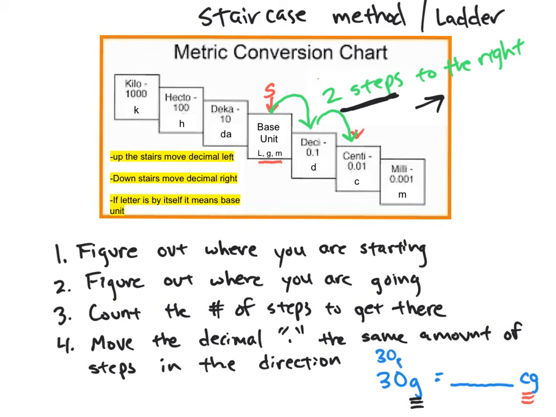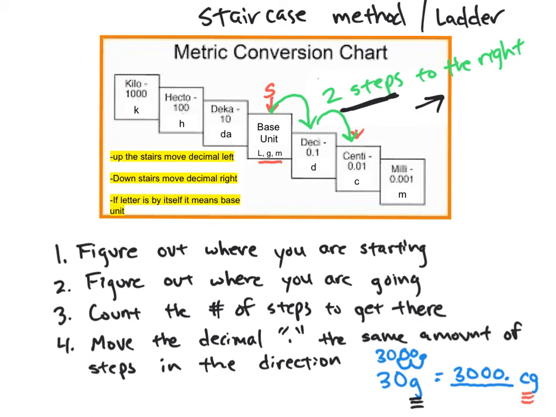It looks like this. 1, 2. The decimal is now right there. It is no longer after the 3, 0. But I got these gaps. What goes in those gaps? Well, we put zeros in those gaps. So the answer is 3,000 with the decimal at the end. So 30 grams is 3,000 centigrams.